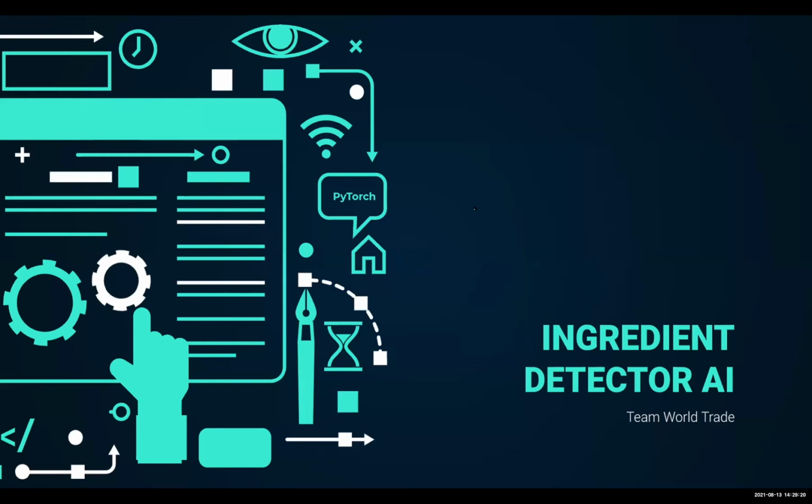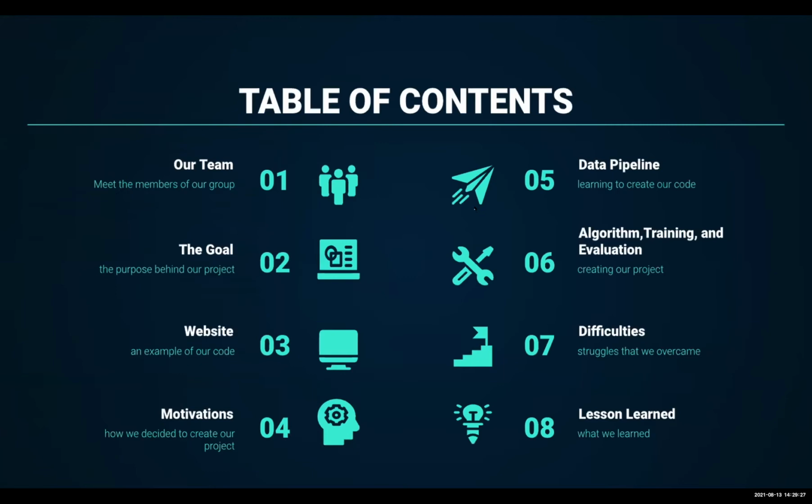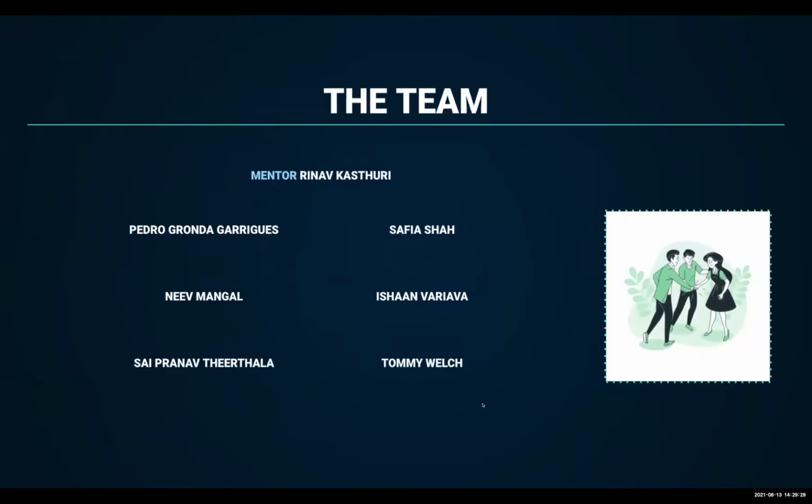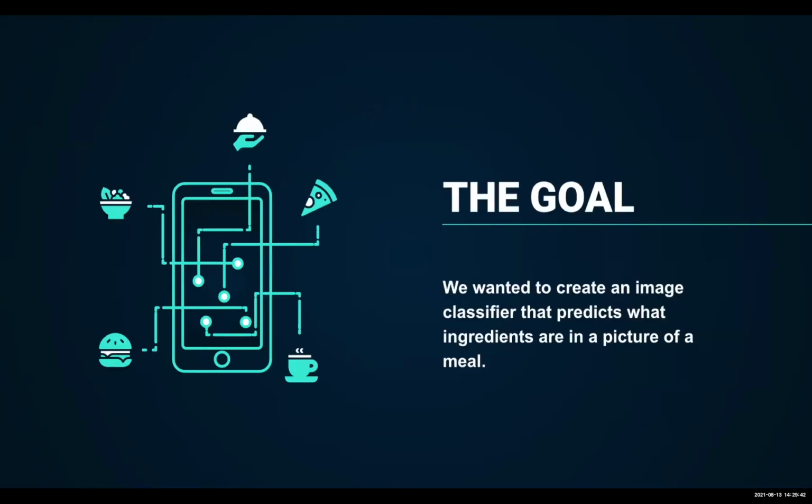Okay, so we're the World Trade Team and we made an ingredient detector. Our team consists of me, Neev, Ishaan, Tommy, Sai, and Peter. And our mentor is Rinav. Our goal was to create an image classifier that predicts what ingredients are in a picture of a meal.